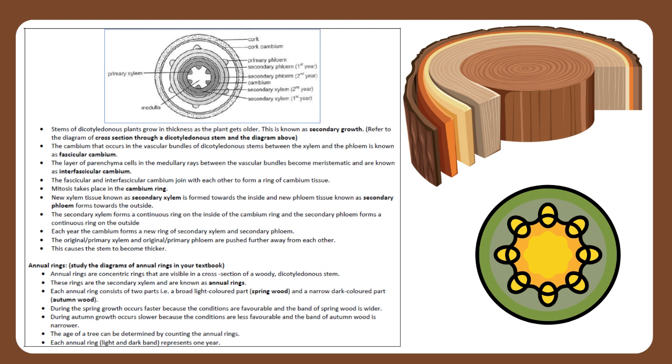These rings are the secondary xylem and are known as annual rings. Each annual ring consists of two parts, i.e. a broad light-colored part, spring wood, and a narrow dark-colored part, autumn wood. During the spring, growth occurs faster because the conditions are favorable and the band of spring wood is wider. During autumn, growth occurs slower because the conditions are less favorable and the band of autumn wood is narrower. The age of a tree can be determined by counting the annual rings.